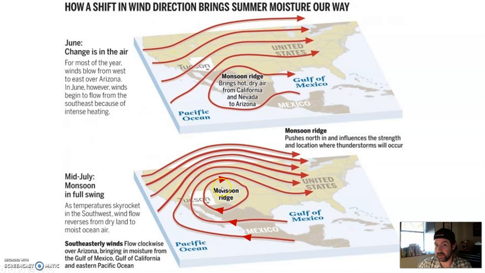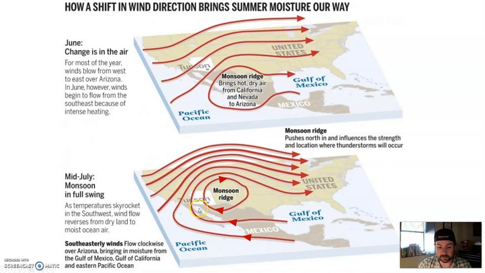But from July through September, again, this high pressure system kind of moves north, and around a high pressure system, wind patterns typically move clockwise. So now what you're getting is this wind pattern pulling warm, moist air from the Pacific Ocean and the Gulf of California, and then now bringing it up into Arizona. So in this case, the winds shift from the west over Arizona to the southwest.